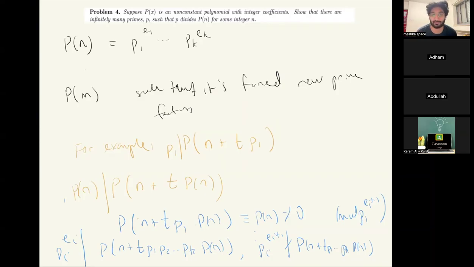You can just keep doing this. You start with n, and then you get n prime, n prime prime, and you build a sequence like this. You see you are always adding new prime factors, and so that solves the problem. Does it make sense?